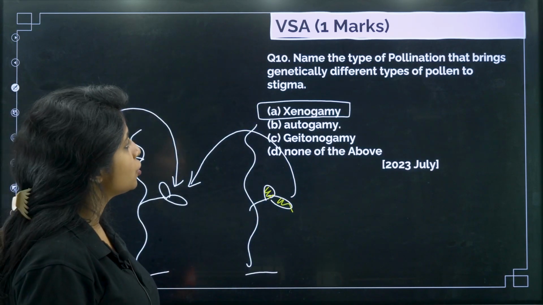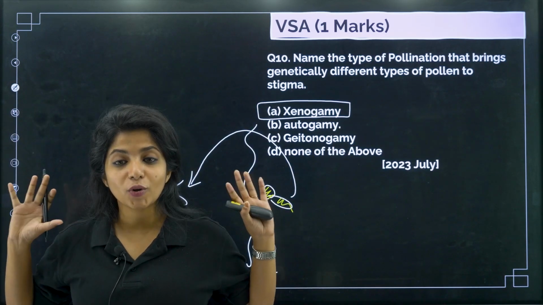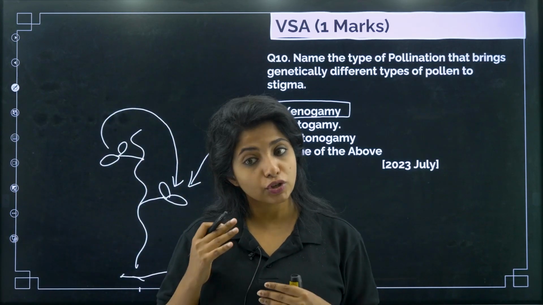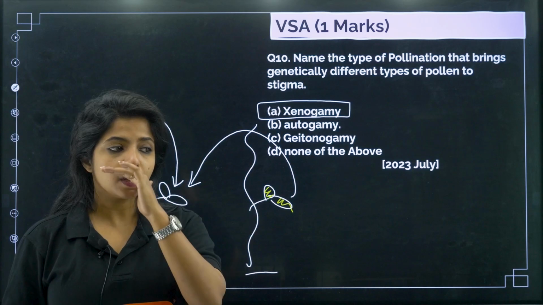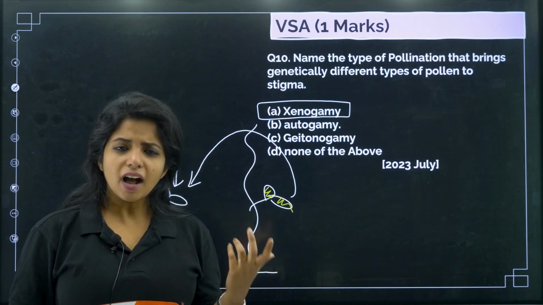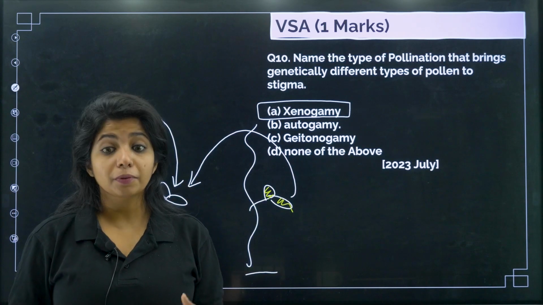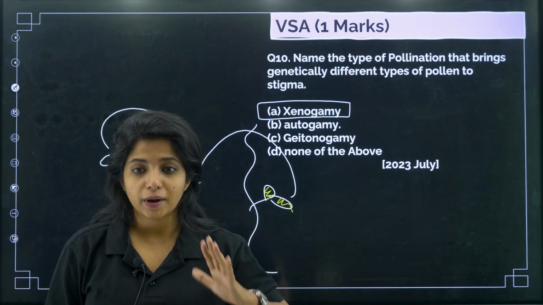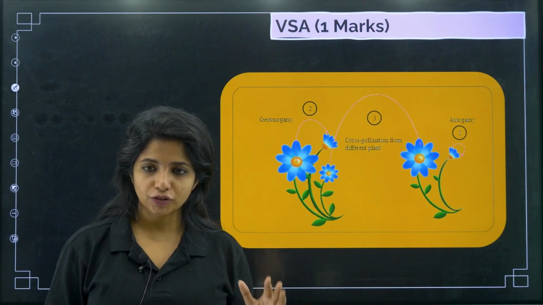This came in 2023 July, and with this we are ending all the 1 marker questions, and I hope I explained well what types of questions could be coming. And why did I explain? Because when I went through this chapter, I saw that there are repeated types of questions, but there are also new types of questions which come each year, which is why I want you to be really well prepared for this chapter. Cool? Chalo.